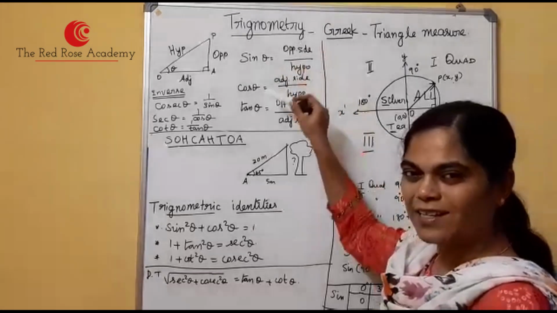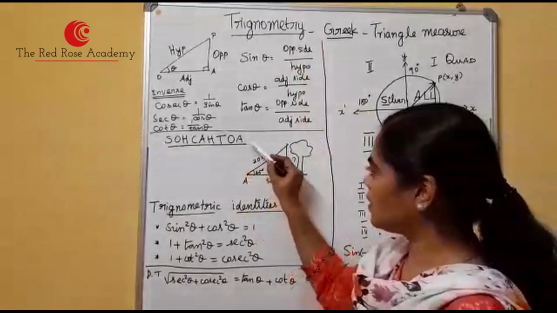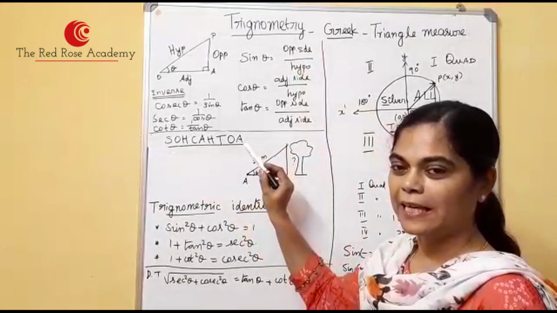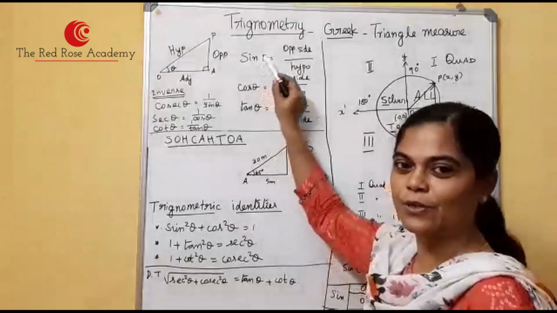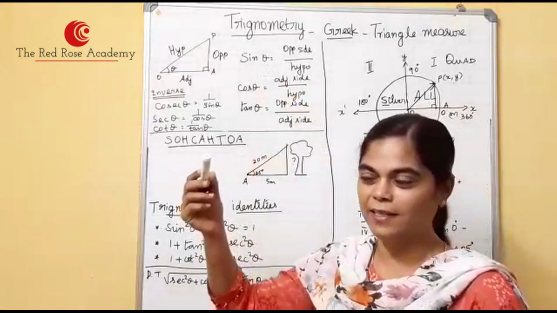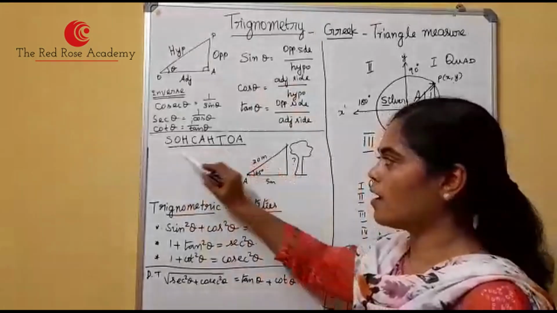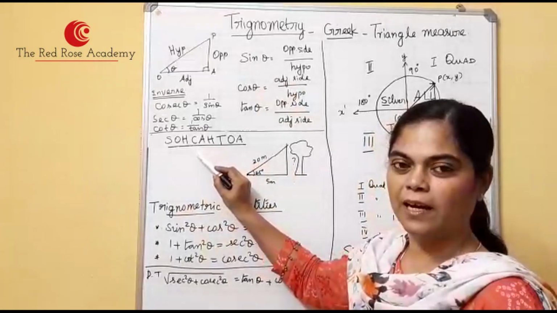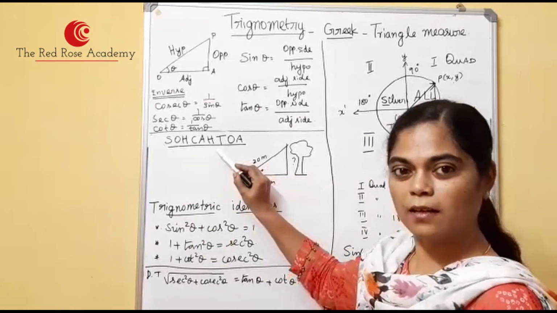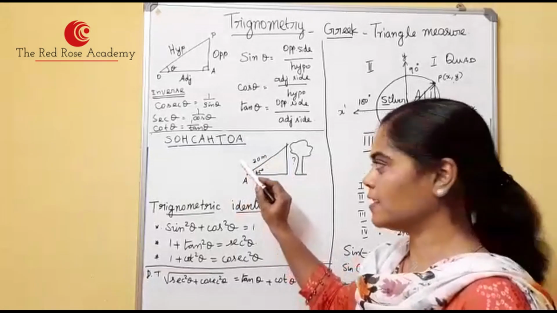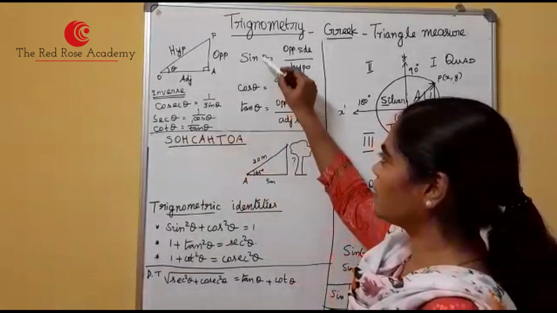In order to memorize these, we can use the tag SOH, CAH, TOA. Keep this in your mind, then it is easy for you to memorize all these things. So use this SOH, CAH, and TOA. What is SOH? Opposite by hypotenuse. CAH, adjacent by hypotenuse. TOA, opposite by adjacent. So these are the trigonometrical ratios.